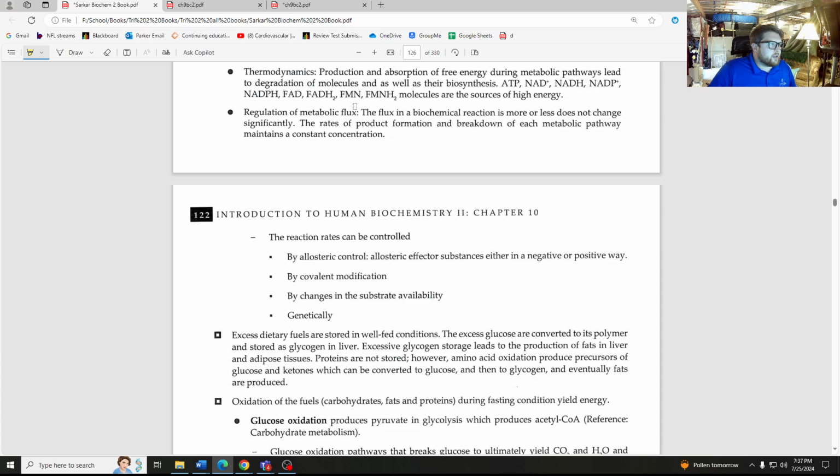The regulation: the flux in a biochemical reaction more or less does not change significantly. So the rate at which these things happen more or less doesn't change a ton. The rates of product formation and breakdown of each metabolic pathway maintain a constant concentration.